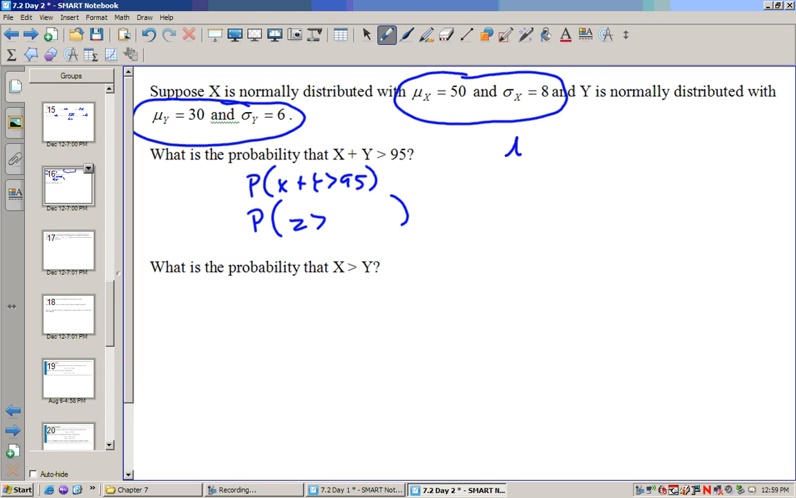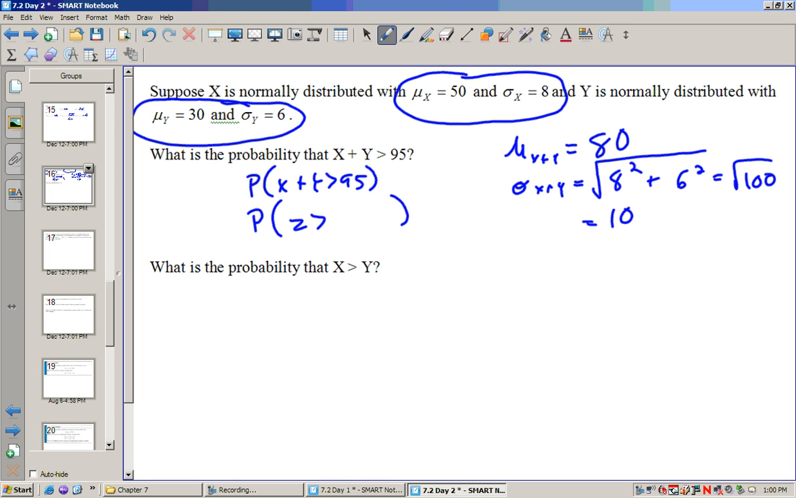Before we find the z-score, we need to find the mean of x plus y, and we need to find the standard deviation of x plus y. Well, we learned previously that the mean of x plus y is just the mean of x plus the mean of y, which will be 80. That's nice and easy. But to find the standard deviation is a little bit more difficult. What we have to do is take 8 squared to find the variance, plus 6 squared to find that variance, add them together, and square root it. So this is 64 plus 36, which is 100. Square root of 100 is 10.